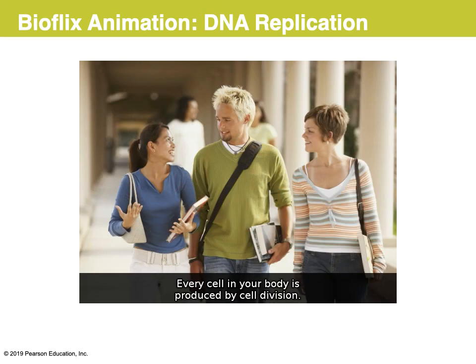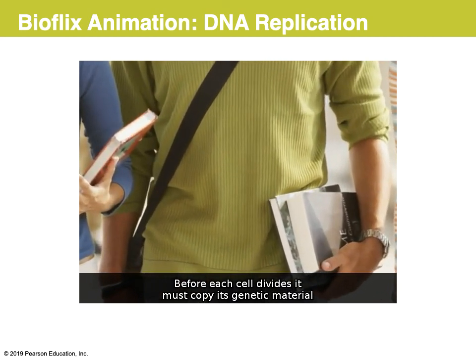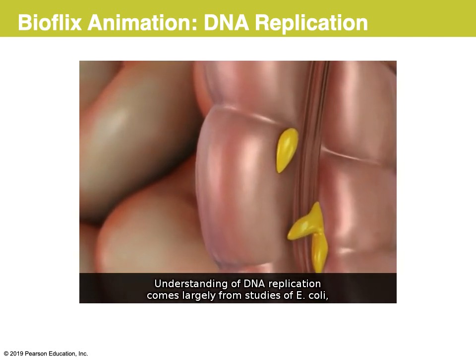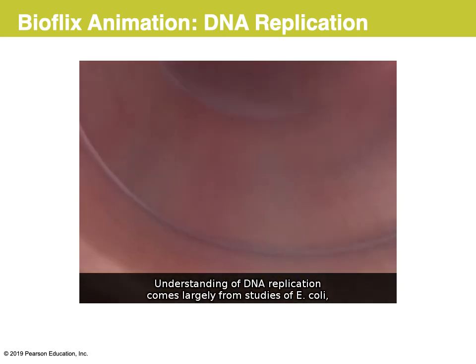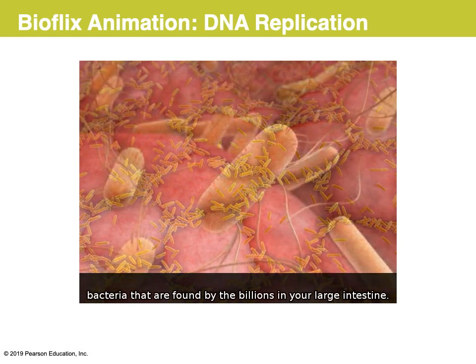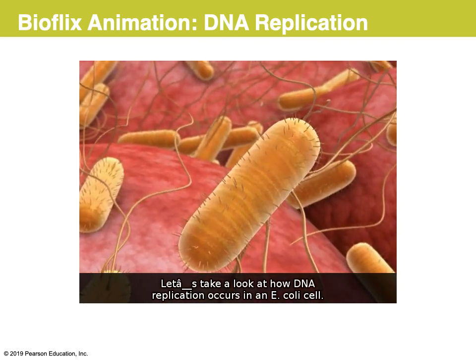Every cell in your body is produced by cell division. Before each cell divides, it must copy its genetic material in a process called DNA replication. Understanding of DNA replication comes largely from studies of E. coli, bacteria that are found by the billions in your large intestine. Let's take a look at how DNA replication occurs in an E. coli cell.